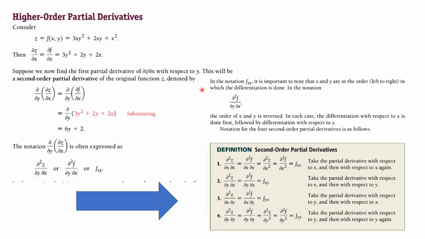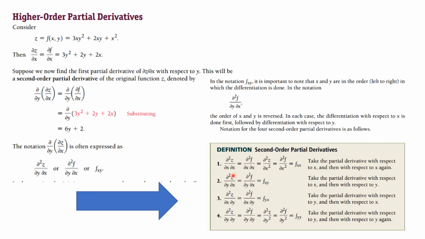Now in the notation f sub xy, it's important to note that the x and y are in the order, left to right, in which the differentiating is done. In this notation, the order of x and y is reversed. That can be confusing, but I will tell you why that's not quite as big of a deal as you might think it is as we go forward. So in each case, the derivative with respect to x is done first, followed by the derivative with respect to y. So you see, we do have 4 possibilities for second order partial derivatives, and they're listed down here.